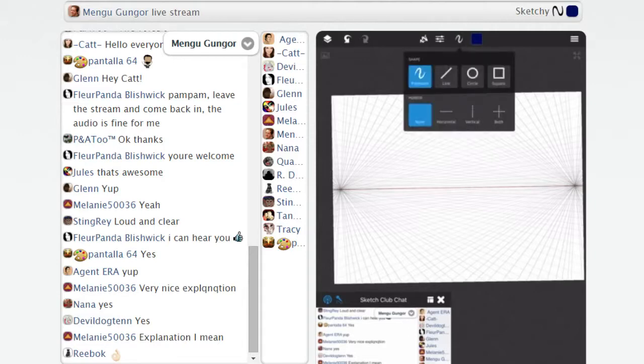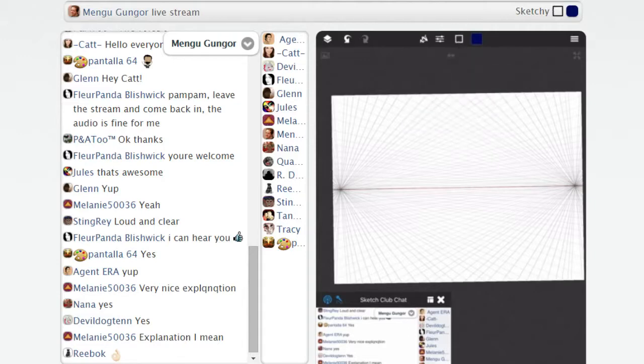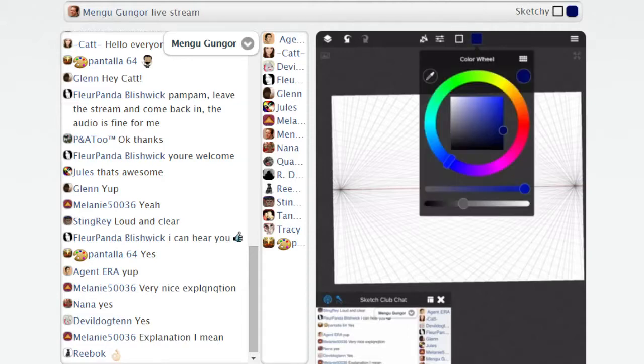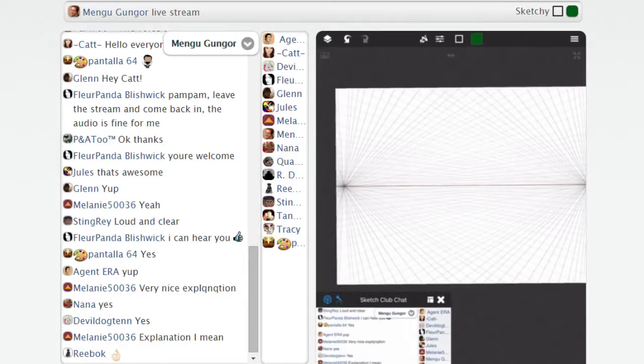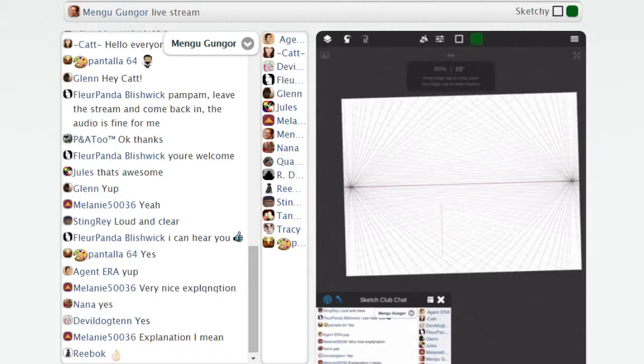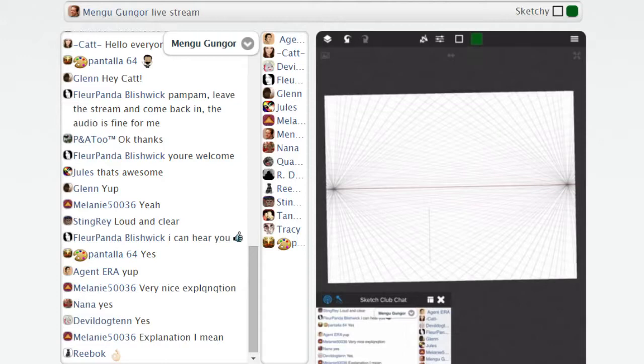So let me draw at least one of those cubes, and then I'll draw some slightly different forms here. Let's go with the square, lower my opacity. We'll pick a green, why not? And skinnier lines. Okay. Let's draw something down here. I really don't care where this line starts, where it ends. It doesn't matter. All that matters is where it is on the page. I put it where I want it on the page. I'm not really paying attention to the grid when I place that first line.